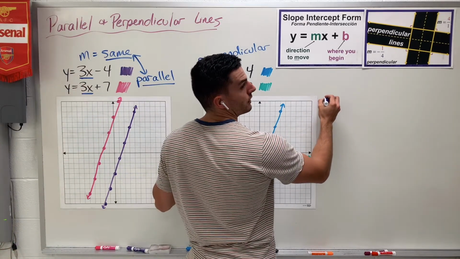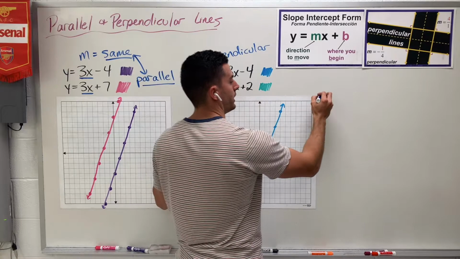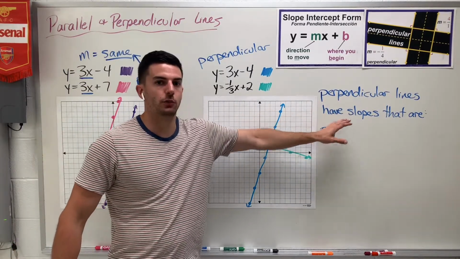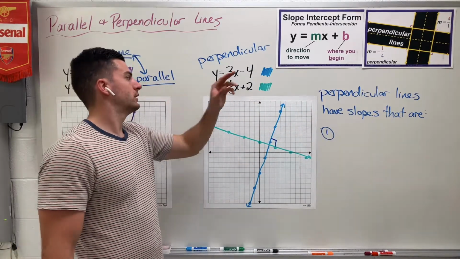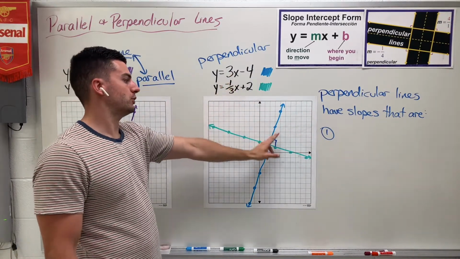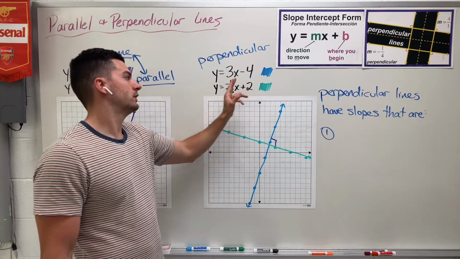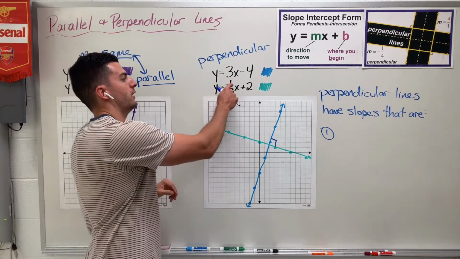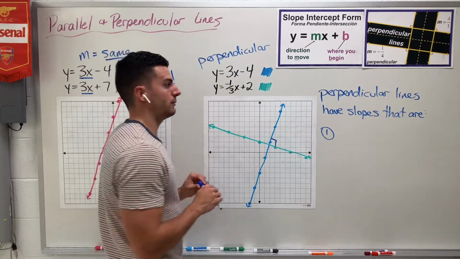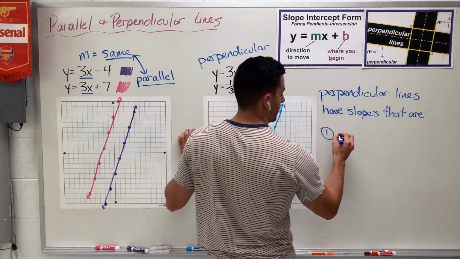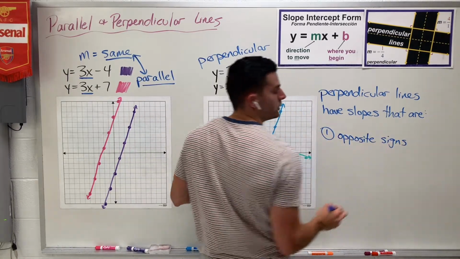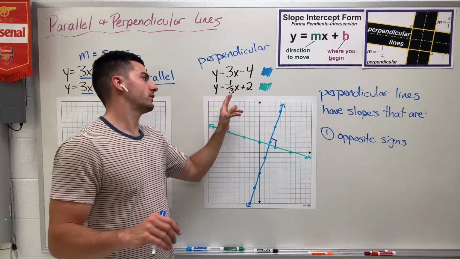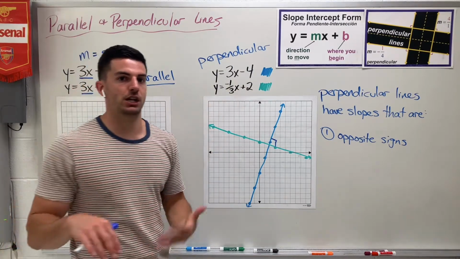Perpendicular lines have two key characteristics, the slopes. So I want you to notice the two key characteristics. Perpendicular lines have slopes that are two things. First off, the slope of the first line, the blue line here, is positive 3. This slope is negative 1/3. So the first thing I want you to notice is that their signs are opposite. So perpendicular lines have slopes that are opposite signs. So this is always going to be true. One of the signs is going to be positive, and then one of the signs is going to be negative. That has to be true for them to be perpendicular.